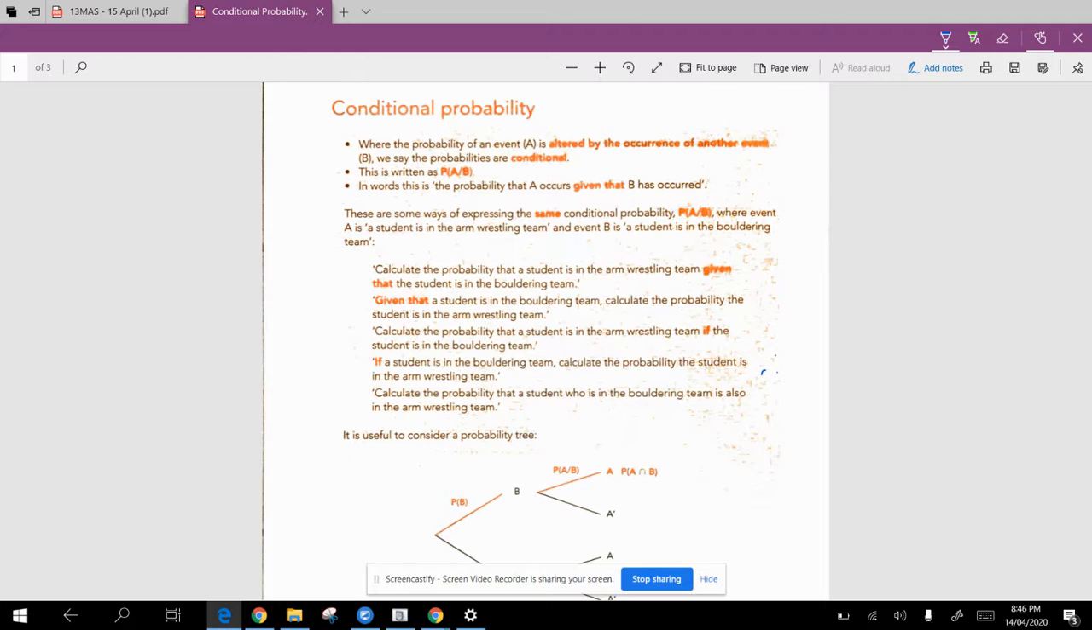So there's this way of showing this. This is the probability of event A happening given that event B has already happened. For example, they've given here the event A is a student is in the arm wrestling team, and event B is a student is in the bouldering team. Interesting. What's a bouldering team? So if we look at the first bit here, it says calculate the probability that a student is in the arm wrestling team given that the student is in the bouldering team.